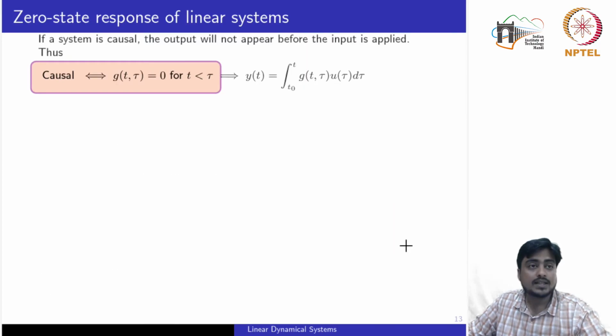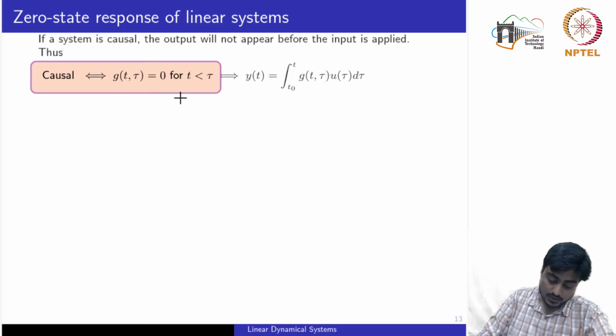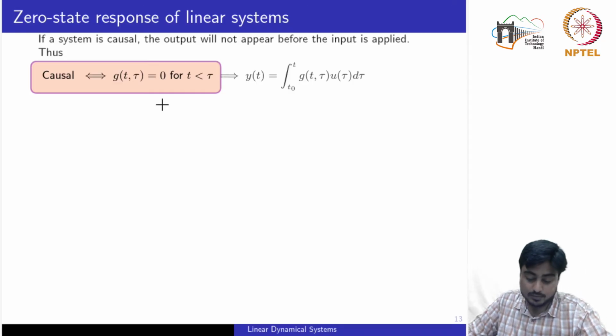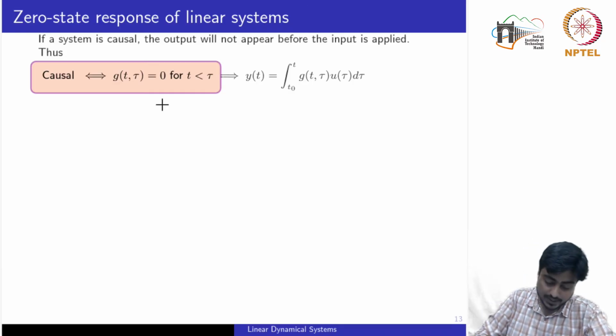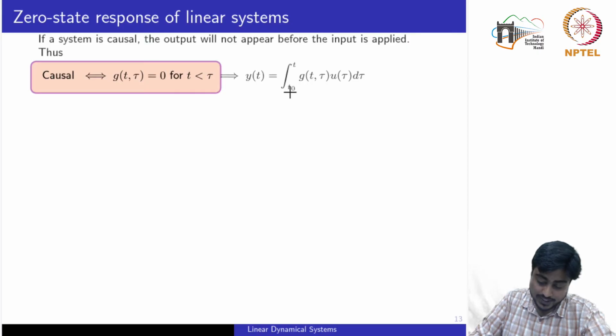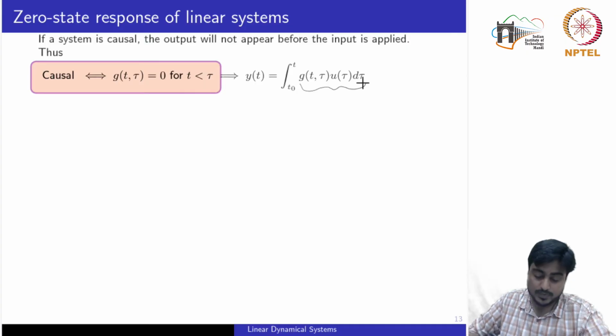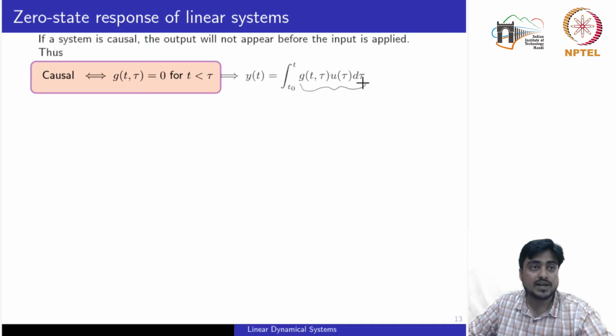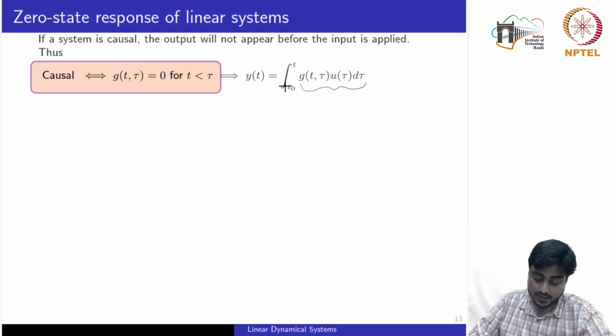Now if we apply the causality property on the impulse response of the system, we know that the output cannot appear before the input is applied. So causality is equivalent to g of t comma tau being equal to 0 for all t less than tau, right? If we apply this to the last equation, we now start from t naught up to time t, and the rest of the quantity would remain similar. So instead of minus infinity to infinity, we would have from t0 to t.